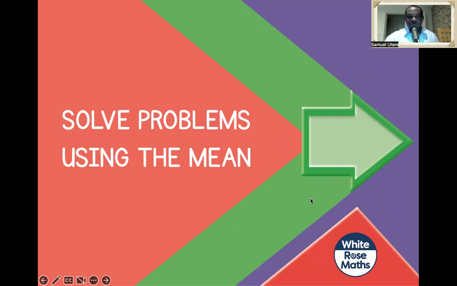In your previous lesson, you learned how to solve lots of problems using your knowledge of how to find the area of a trapezium. In today's lesson, you're going to learn how to solve different problems using the mean.